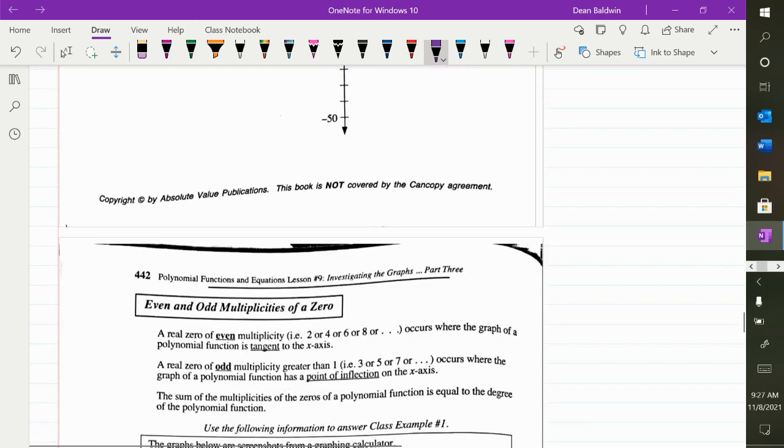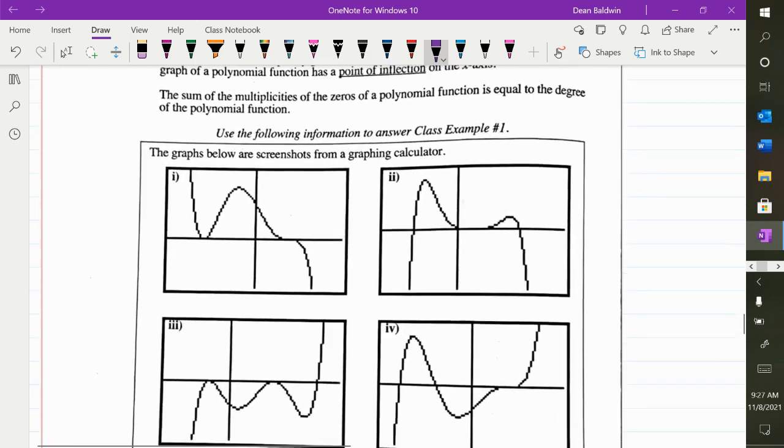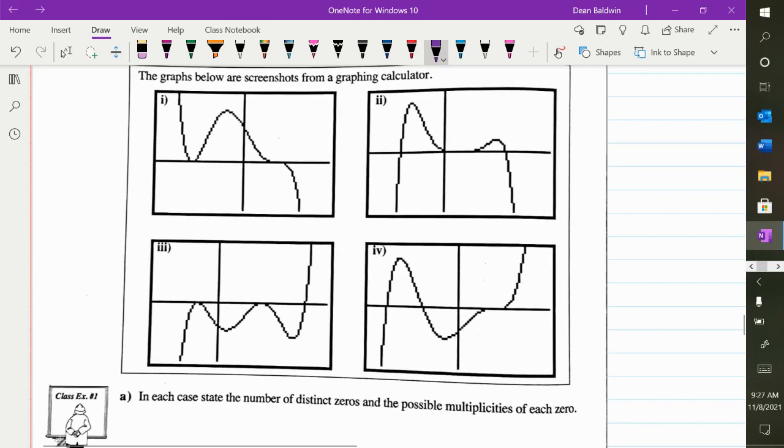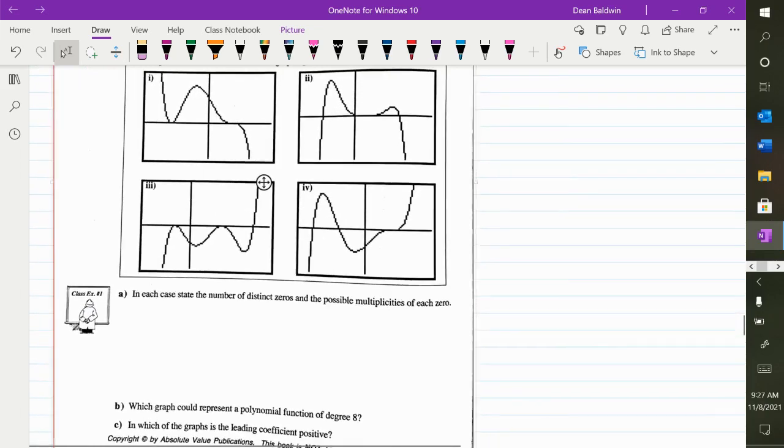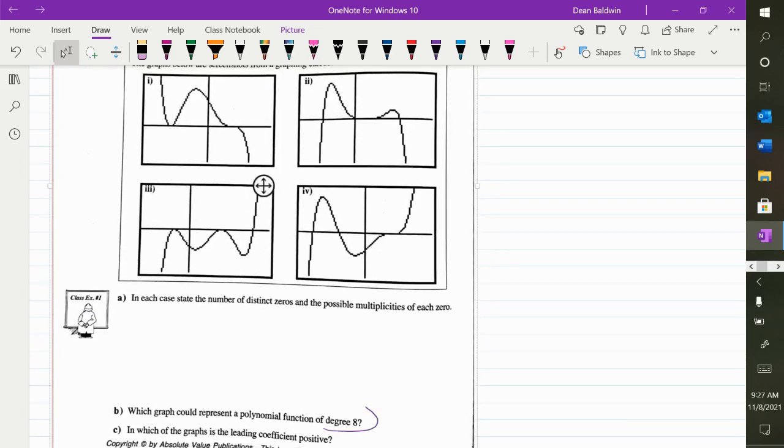Next page, please. All right. Let's look at these 4 graphs here. So unless I state the degree of a graph, you always assume it's the lowest possible degree. So if you have a point of inflection, assume it's degree 3. If you have a tangent, assume it's degree 2 or multiplicity of 2. Okay? So taking that into account, of these 4 graphs, which one could be a polynomial of degree 8?